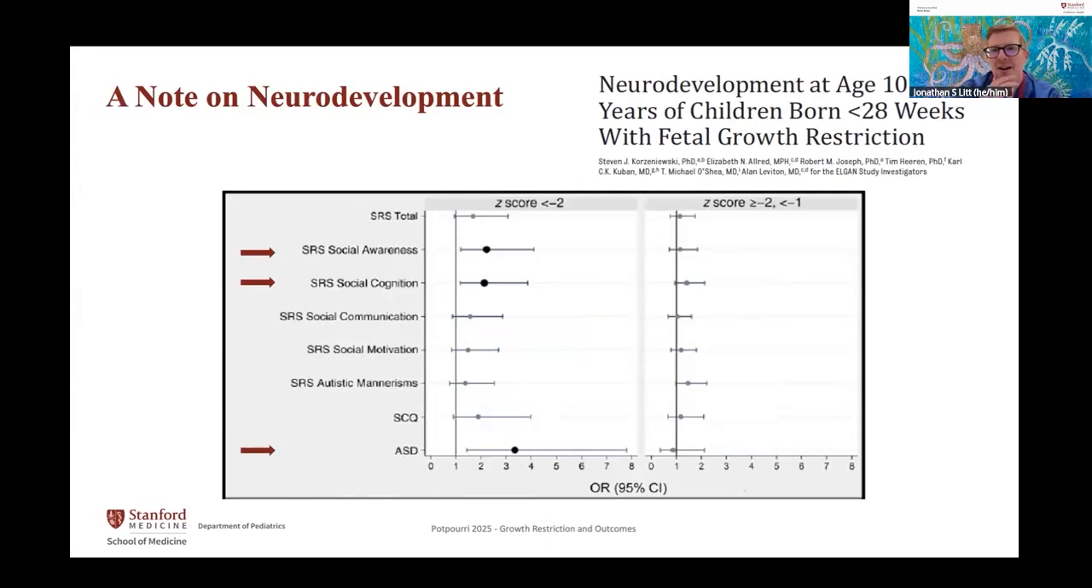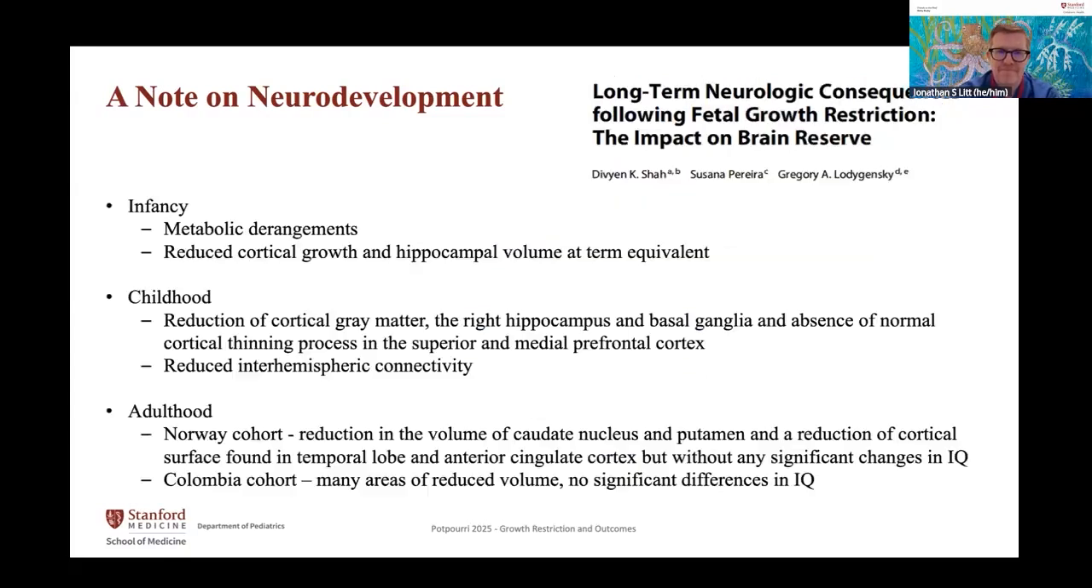And this is from the same study looking at social development as well. And I put some arrows there to show that the odds of having social awareness and social cognition problems and diagnoses of autism spectrum disorders are higher among infants with growth restriction.